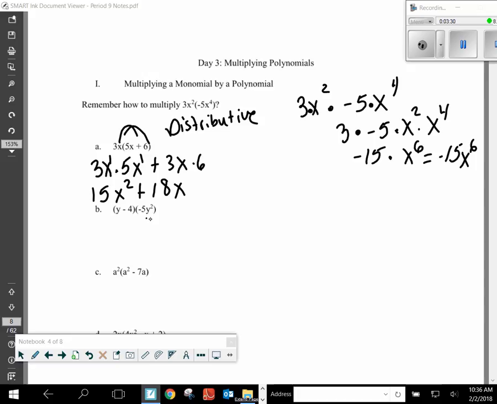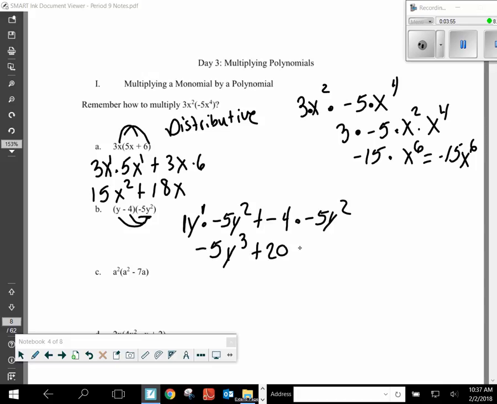Next, I'm going to multiply negative 5y squared and distribute. So I have y times negative 5y squared plus negative 4 times negative 5y squared. And I get negative 5 because there's a 1 here. 1 times negative 5 is negative 5. Y to the first times y squared, I add, y to the third. Negative 4 times negative 5 is positive 20y squared.